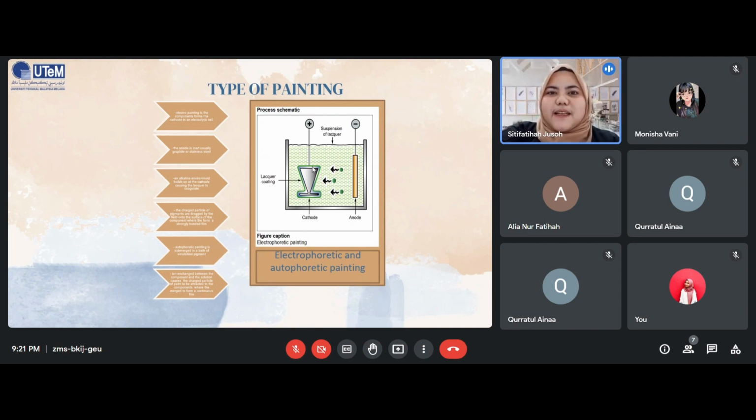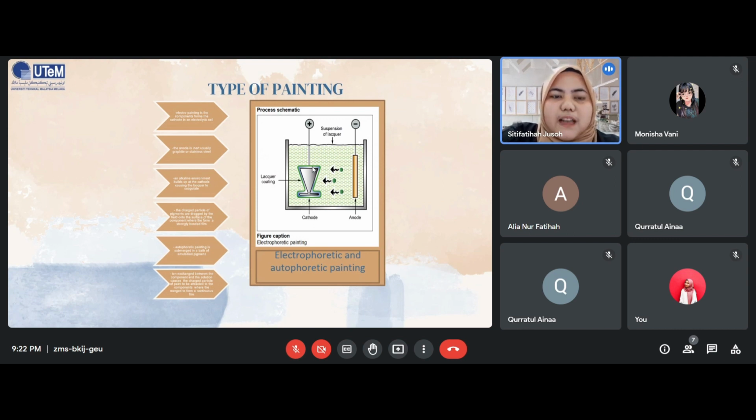So I will present about types of painting. Painting consists of four types: electrophoretic and autophoretic painting, organic solvent-based painting, water-based painting, and vitreous enameling. So for the first, we have electrophoretic and autophoretic painting.